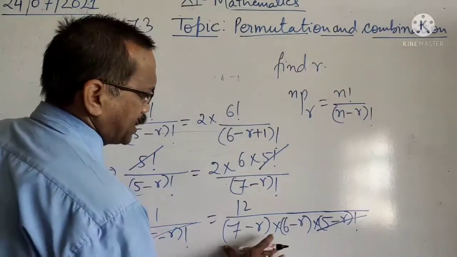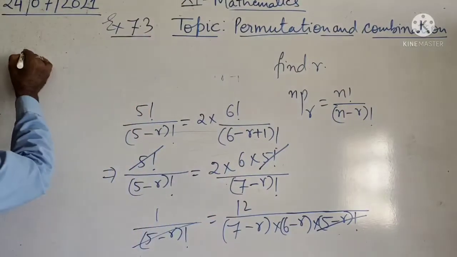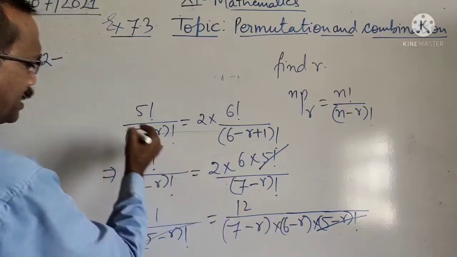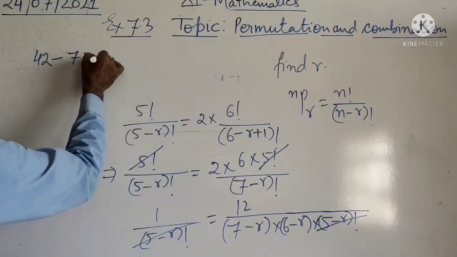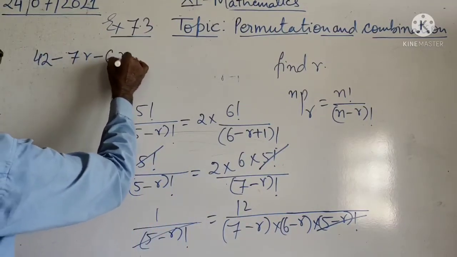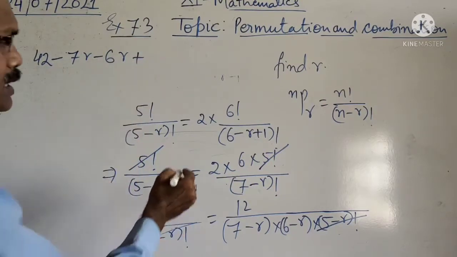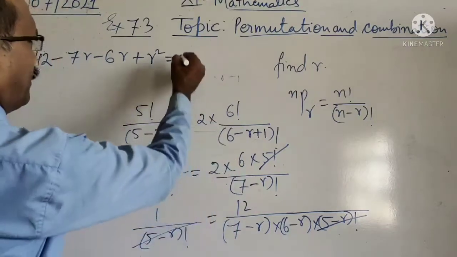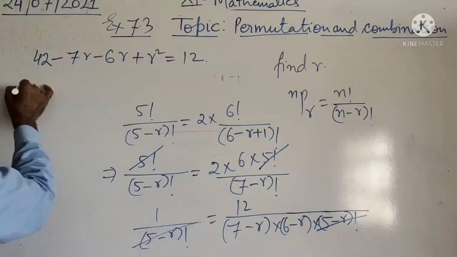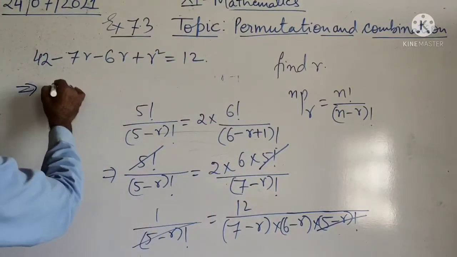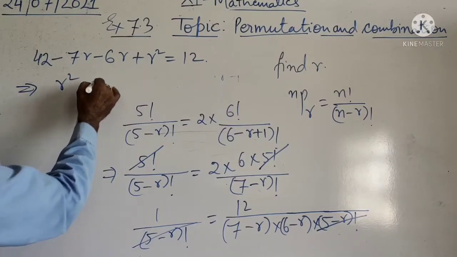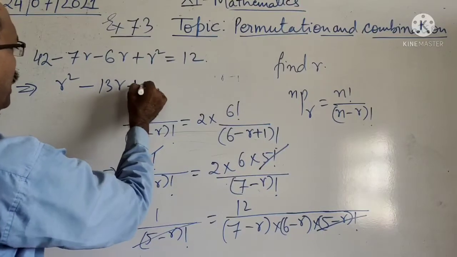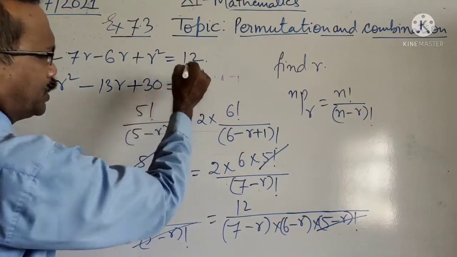We will multiply these two brackets. It is 42 minus 7r minus 6r plus r square is equal to 12. Then it is r square minus 13r plus 30 equal to 0.